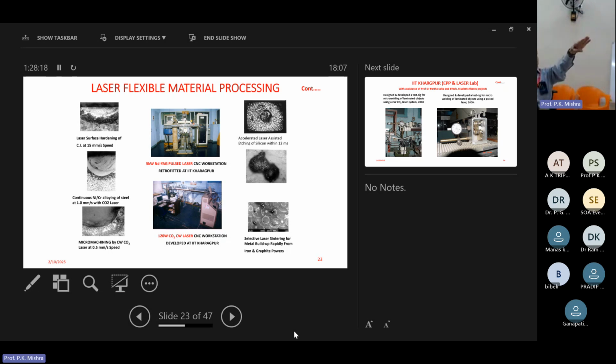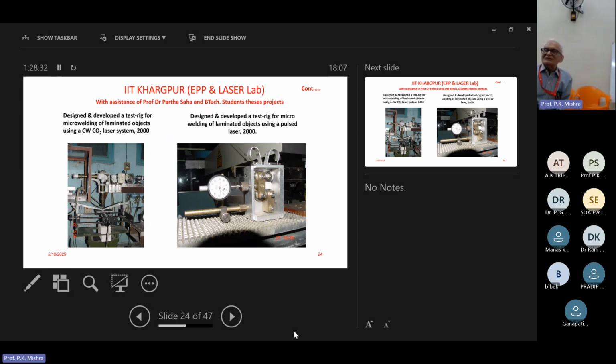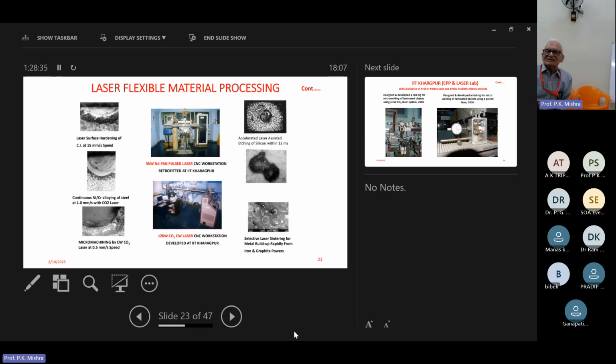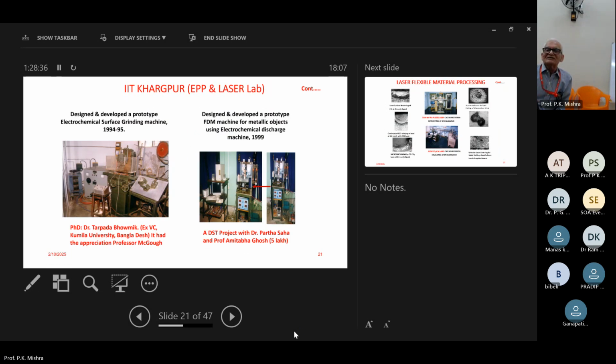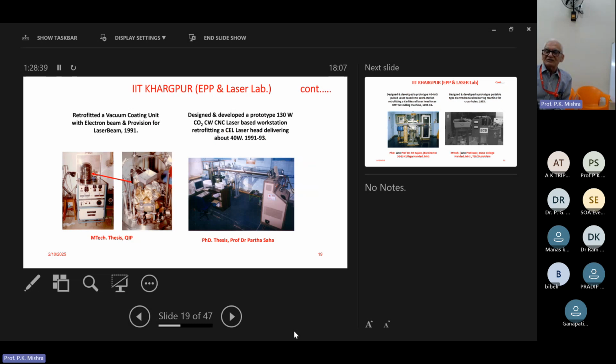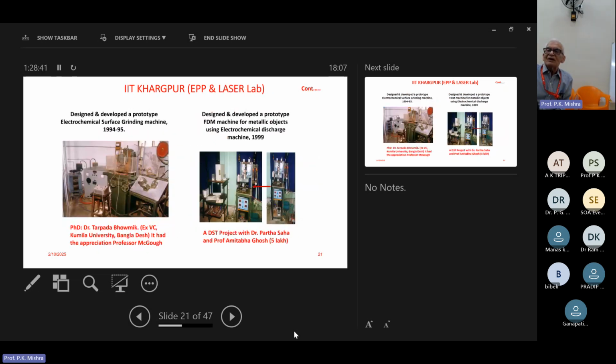Then something in selective sintering to deposit something on this, but the same machine can be used. So this is the future machine. In one machine, you can achieve many things. These are some of the projects which the students used to do.